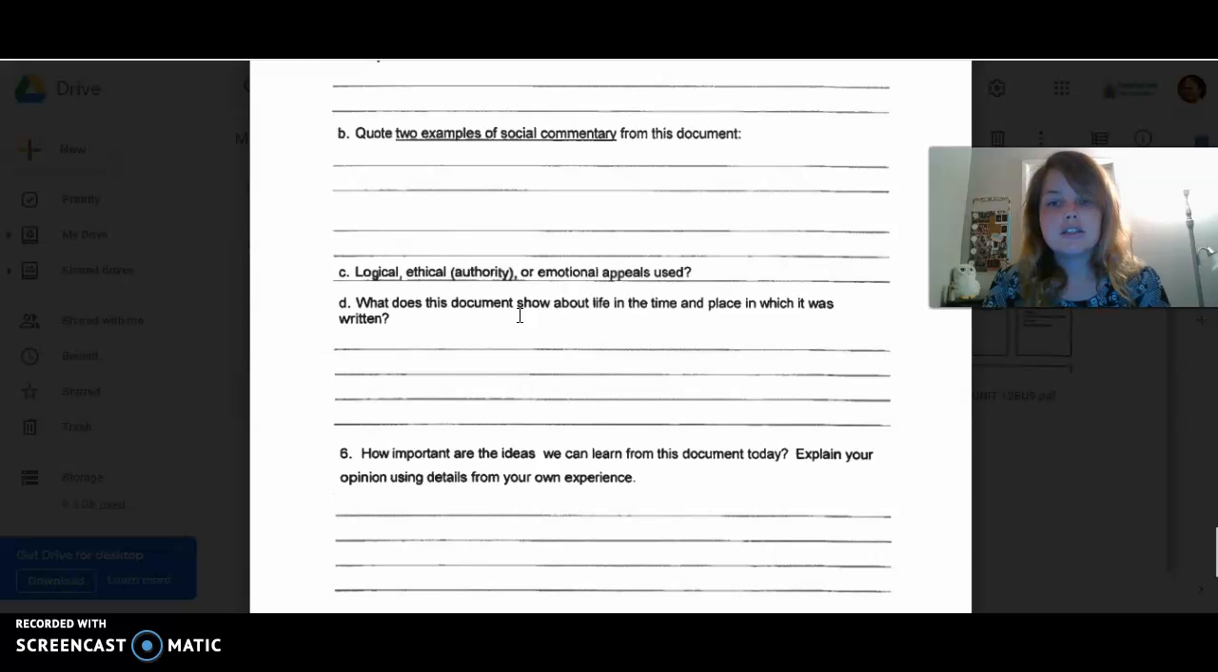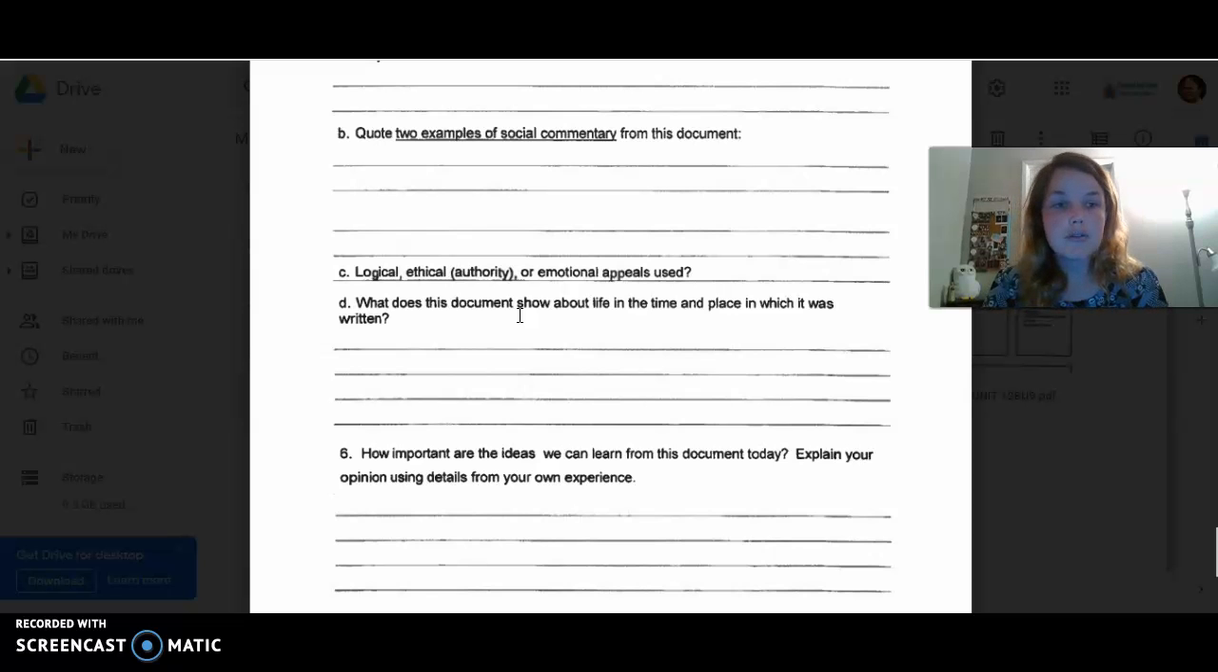D, what does the document show about life in the time and place in which it was written? So I'm assuming, since they say something about troops, there's probably a war going on. What was that war in regards, maybe, would be a good thing to figure out, because if they're upset about something and they're in a war for something and enough people are willing to fight for that something, that tells me a little bit about what like the time and place had going on.